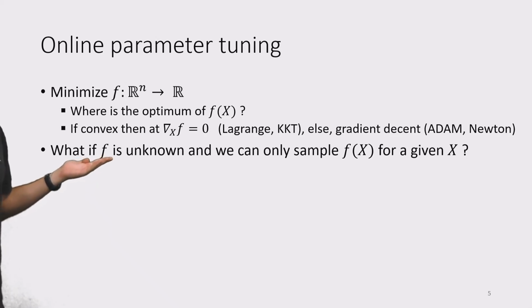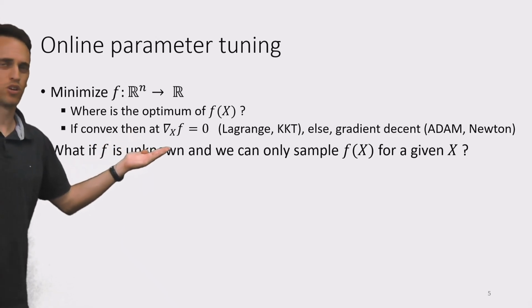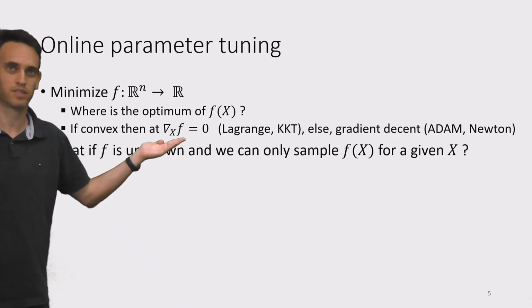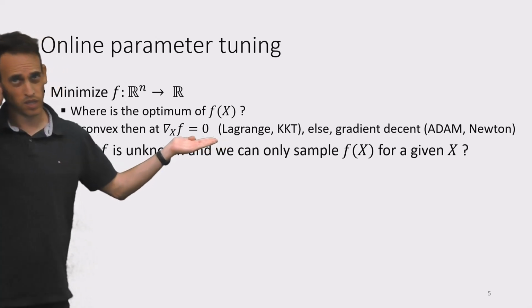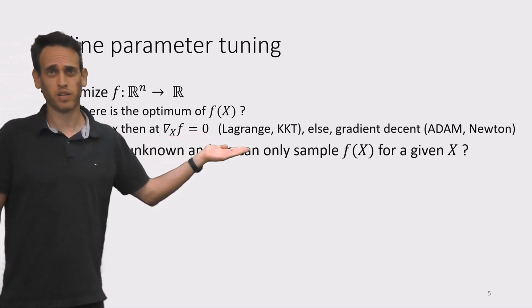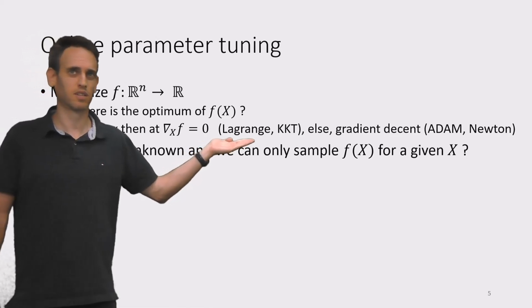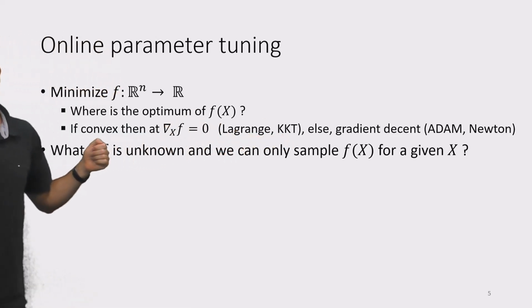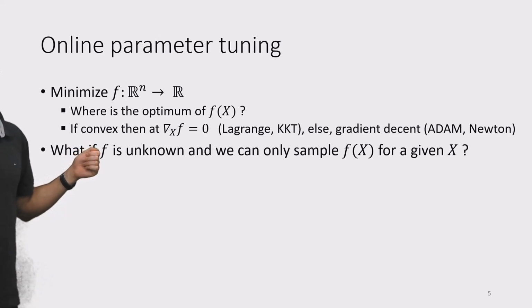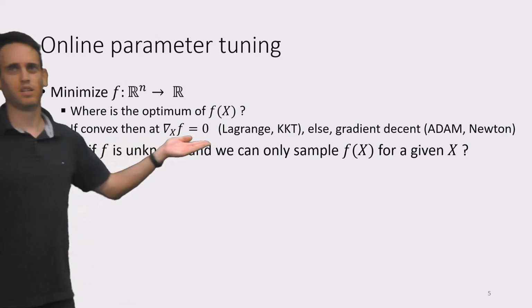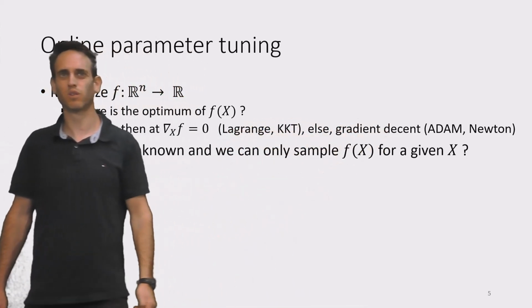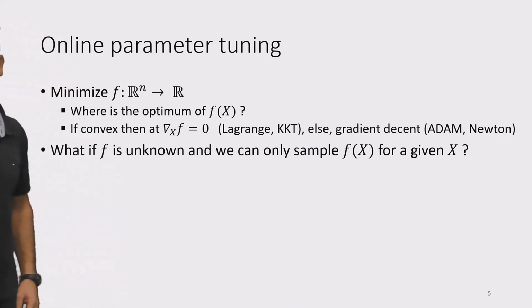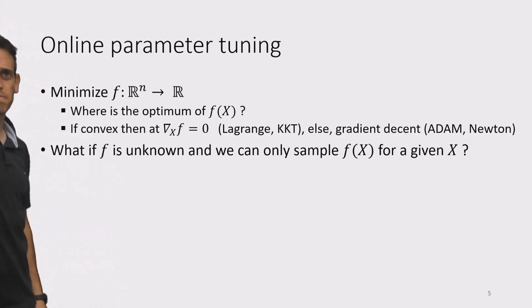If our function is convex, no problem, we can solve it in a closed form solution, assuming that we know f. We can just set the gradient of our function to zero, and then solve using common optimization techniques, the Lagrange method, KKT, and so on. Else, if it's non-convex, we can still use a gradient descent approach, like an Adam optimizer or Newton methods, if you can differentiate it twice, and reach at least a local optimum, right?